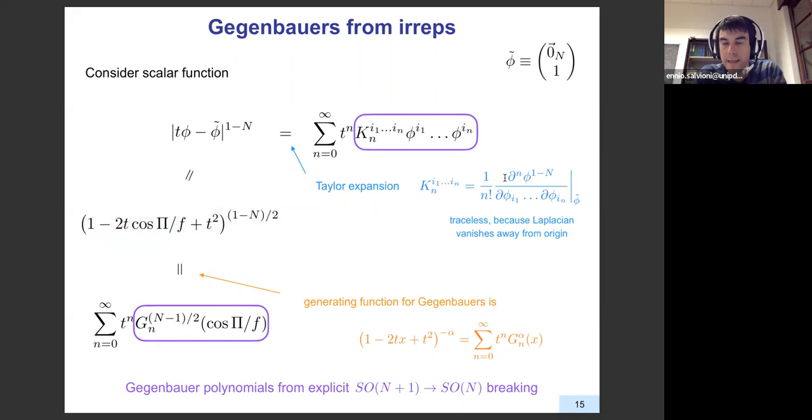And one thing that I didn't say is that these tensors are also traceless. They are traceless because if you have an object like this and you trace any two indices, you get the Laplacian evaluated away from the origin, evaluated at this vector phi tilde, which is my explicit breaking direction, and this is also vanishing.